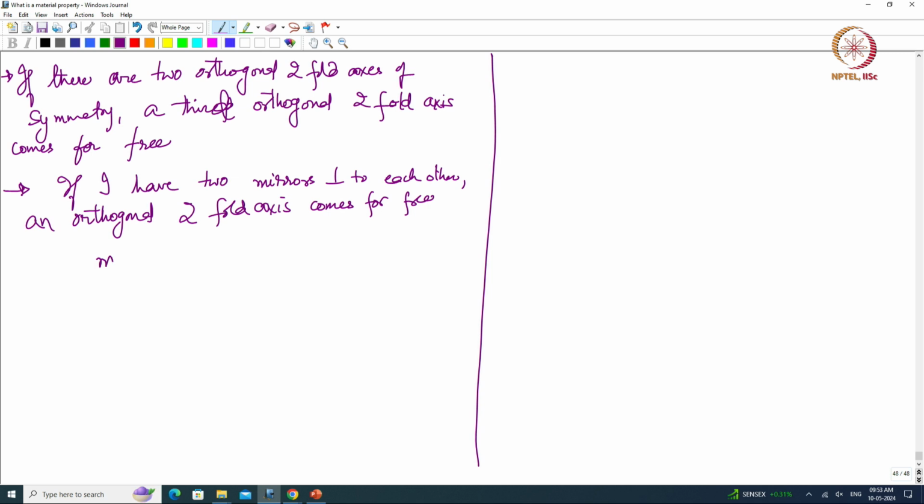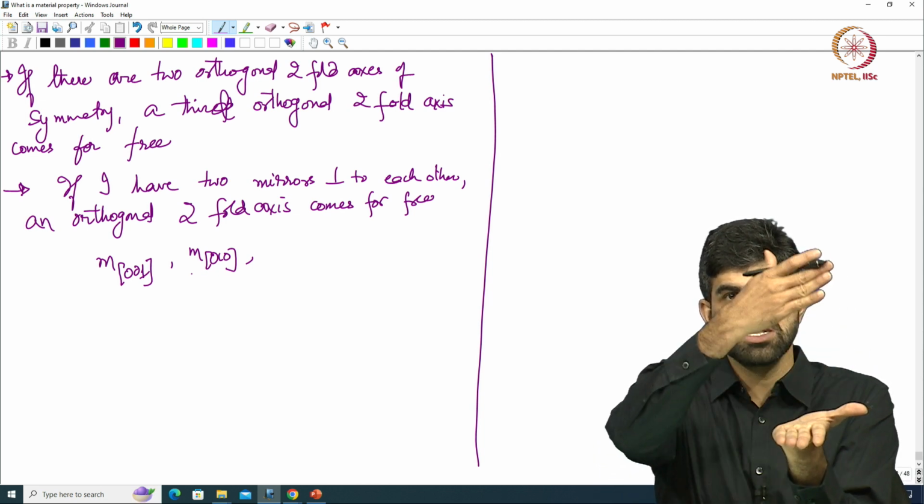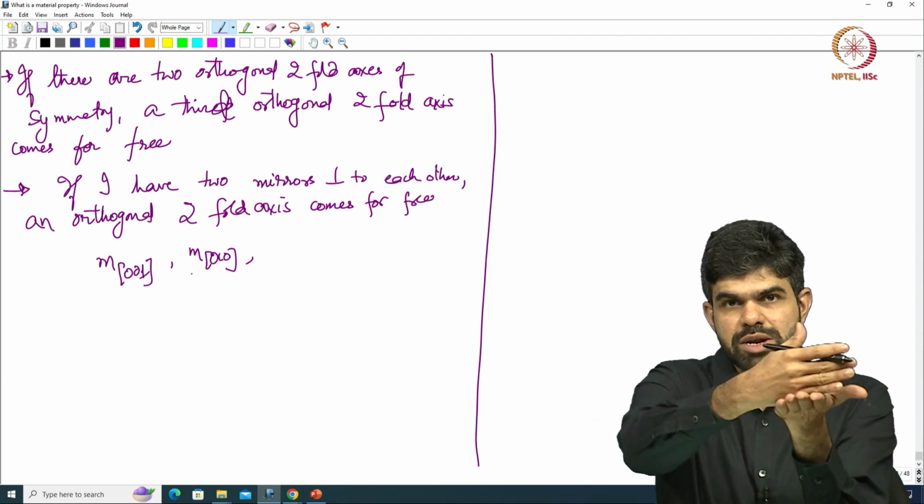In other words, if I have m along 0 0 1 and if I have m along 0 1 0, which means, in this case, the normal vector to m is the 0 0 1 vector, so m itself is the 0 0 1 plane, if you know a bit about Miller indices. So this is the other mirror which is perpendicular to the first mirror. But this plane is a 0 1 0 plane and this plane is a 1 0 0 plane, right, or 0 0 1 plane.